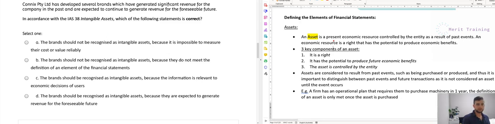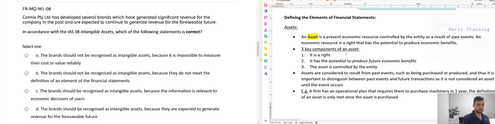So first of all, remember the 3 components. Must be a right, must have a potential to produce future economic benefits, and the asset is controlled by the entity. So assets are considered to result from past events such as being purchased or produced. Thus it is important to distinguish between past events and future transactions, as it is not considered an asset until the event occurs. Alright, so let's go through this. Is there a right? Yes, they can control the brand, they can change it as they want, so that's true. Yes, it's got the potential to produce future economic benefits, they've demonstrated that. And the asset is controlled by the entity, and that's also correct.